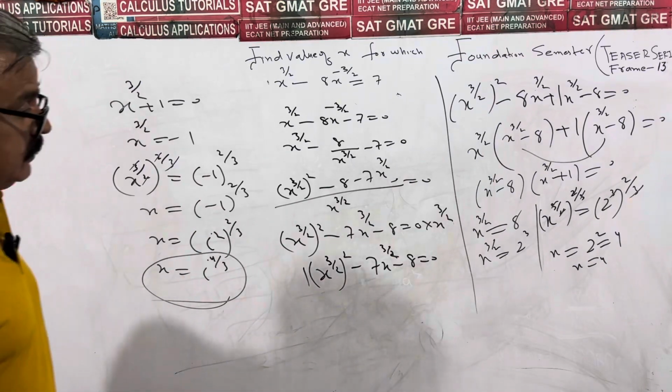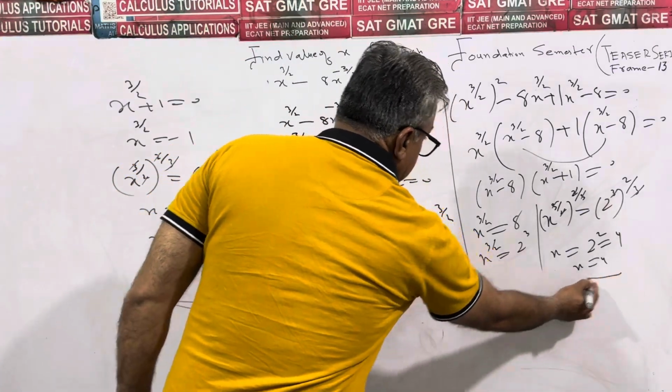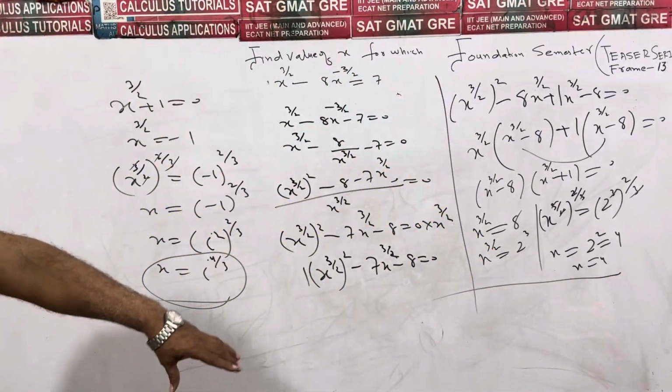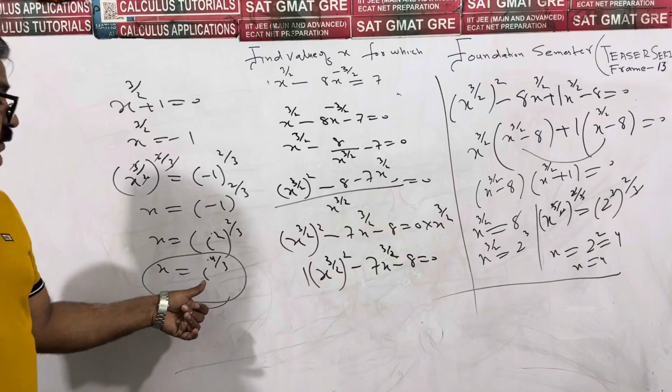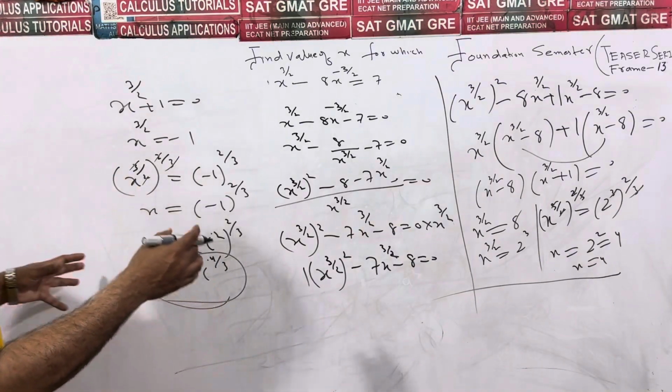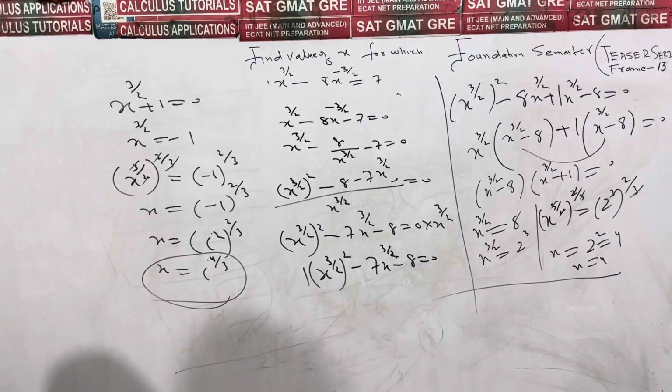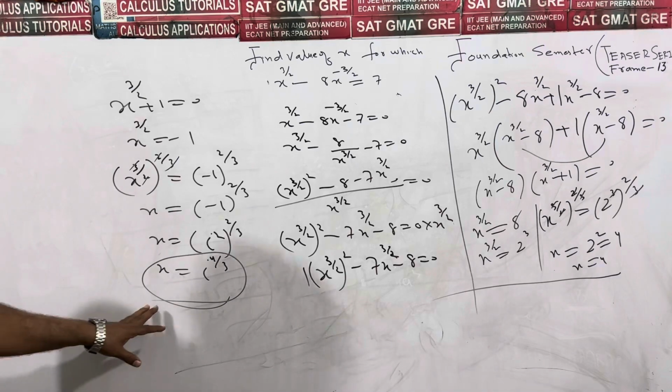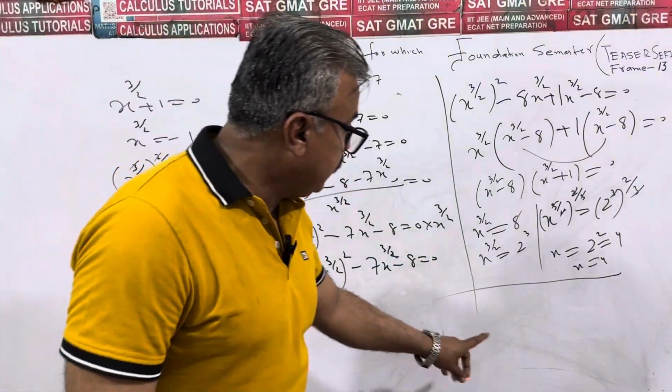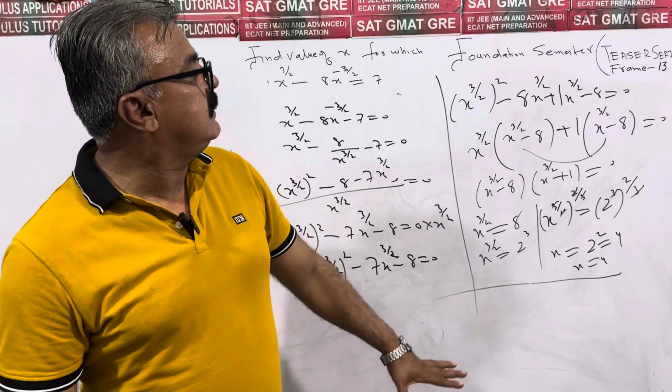We are interested in real roots, so our only answer is x is equal to 4. That is also true when you are solving for complex values as well, but here we are restricted to real values. So x is equal to 4 is the only answer in this one.